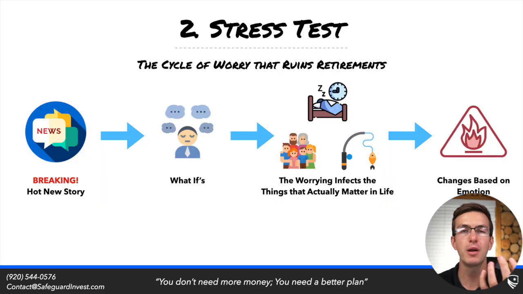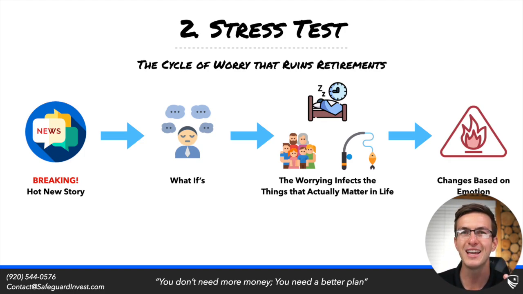Once we have an initial probability of success, we want to now put that probability of success under stress and overcome the cycle of worry. We have an initial probability of success from a Monte Carlo, let's say. And now there's a hot breaking news story, and that news story is something that we really don't have control over. For instance, maybe there's a politician that wants to end the Social Security system. And because you're looking at your retirement plan, you think, I have quite a bit of income that's being planned to come from Social Security. What if they do cut Social Security? Will that completely ruin my plan? Will I have to adjust my spending down?